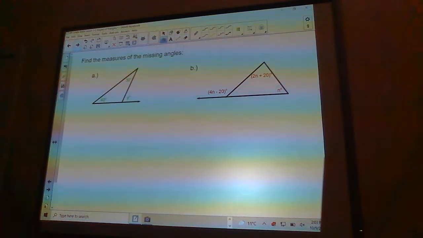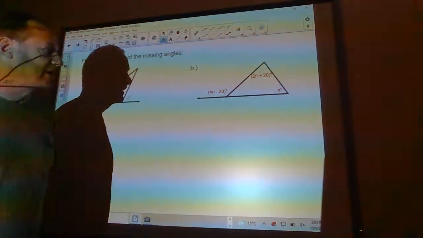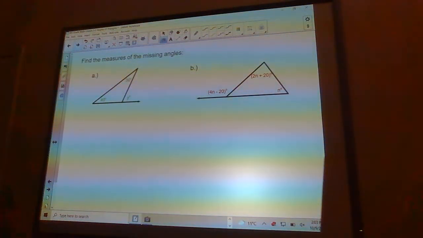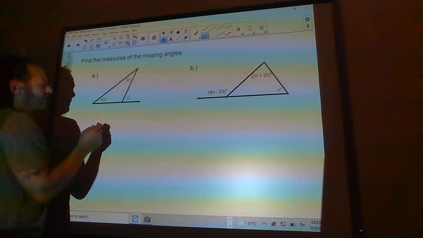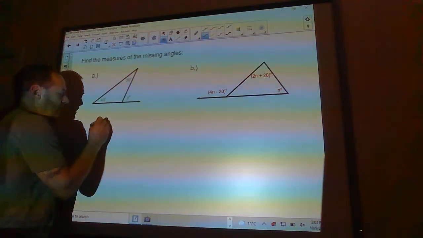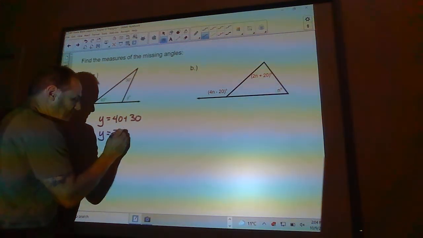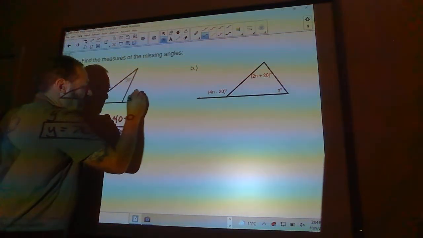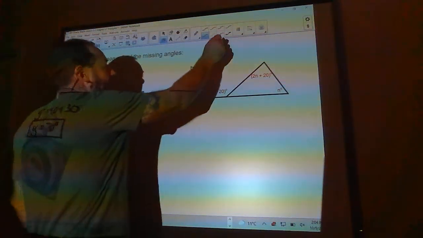Okay, find the measures of the missing angles. So I tell you what, here's what I want you to do. I want you to pause the video here because you haven't had a chance to do this yet. Pause the video, figure out what y is here, figure out what this angle is right there, and then jump back on here and make sure that you got it right. Okay, and this is an easy one. You can do this one in your head practically. y is going to be 40 plus 30. So y is going to be 70 degrees. And go ahead and write that in the picture. Piece of cake.